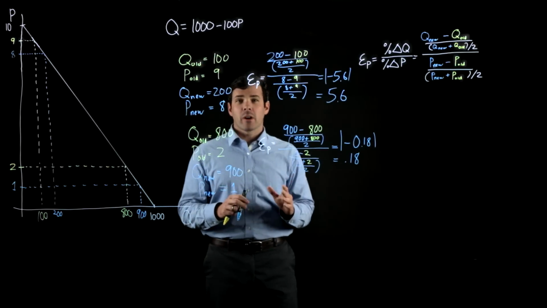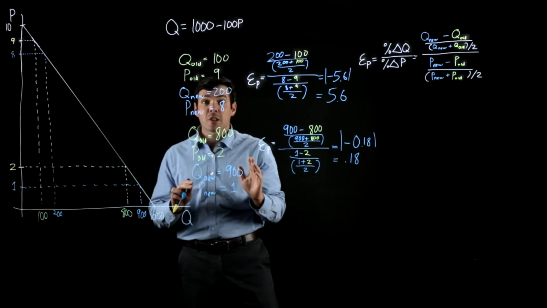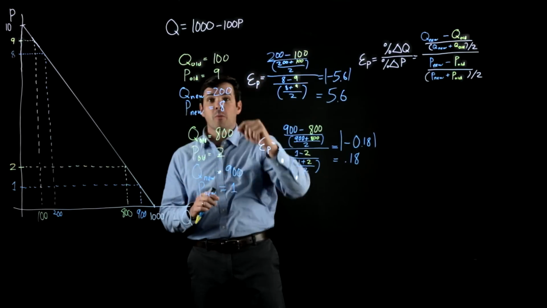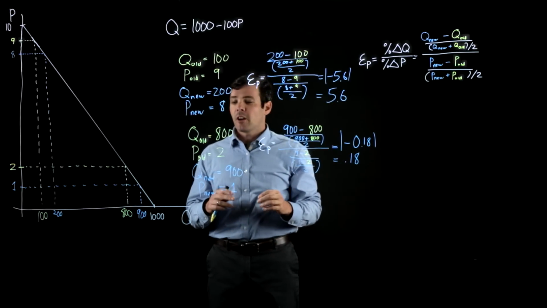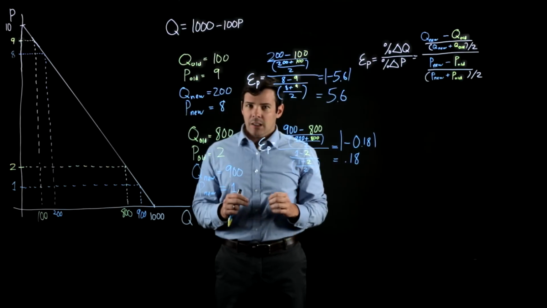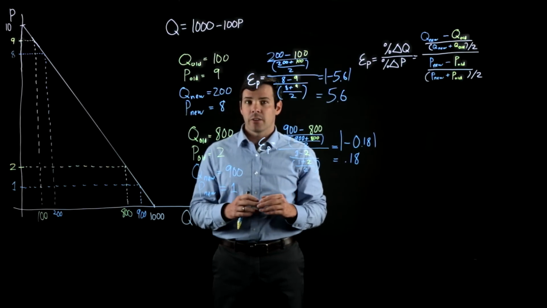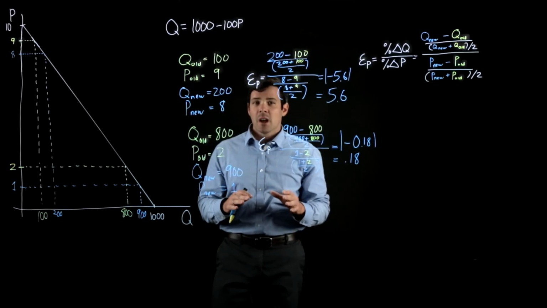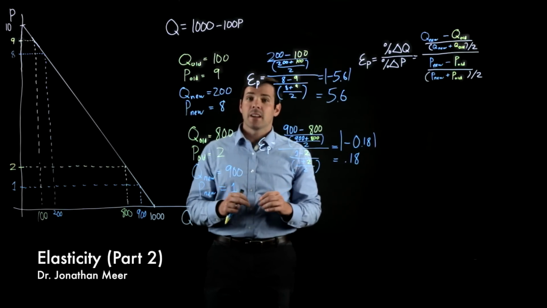This is a very important lesson. Even though this is a straight line demand curve, so its slope is the same everywhere, a slope of 100, the elasticity changes dramatically depending on where you are. So a single demand curve can be very elastic in some places and inelastic in others. This can be a bit confusing, but in the next video we'll go into more detail about understanding demand elasticity.